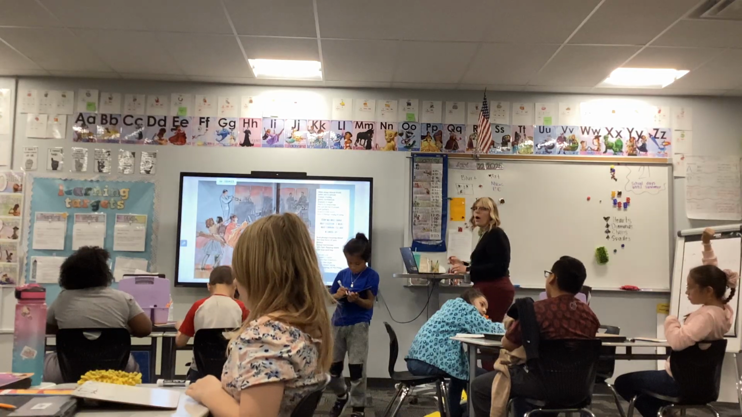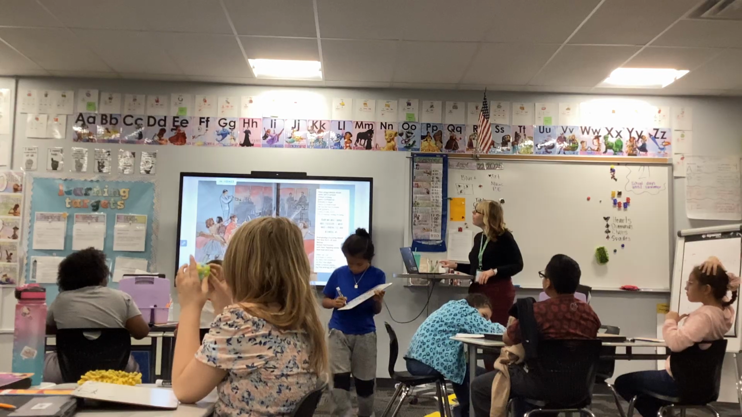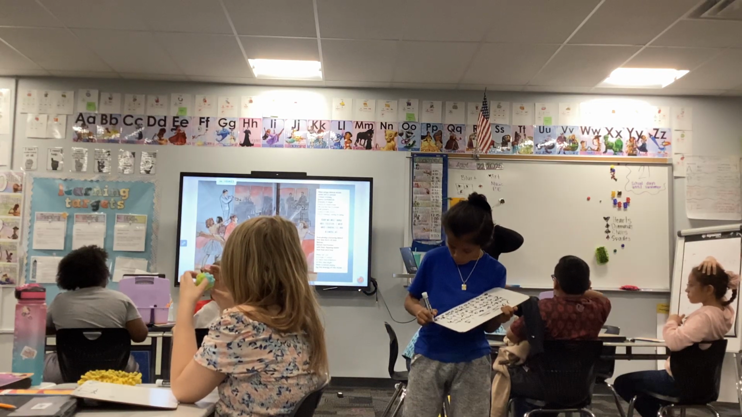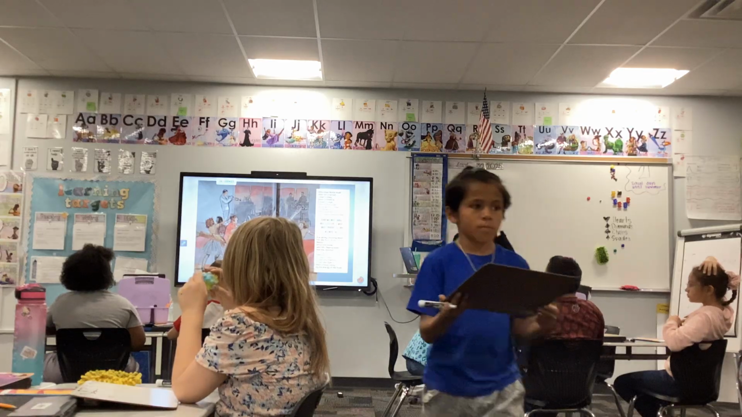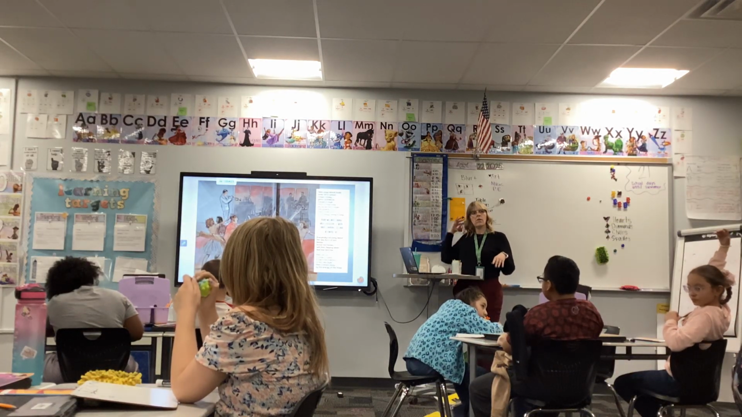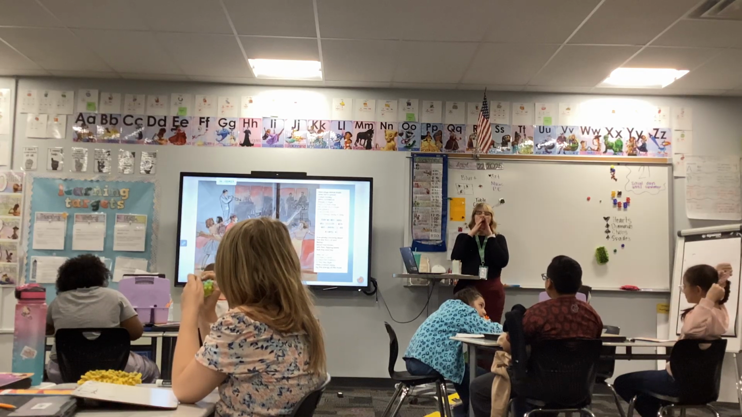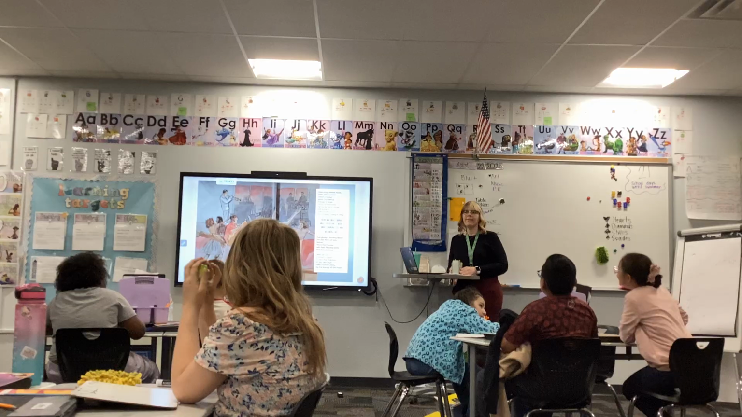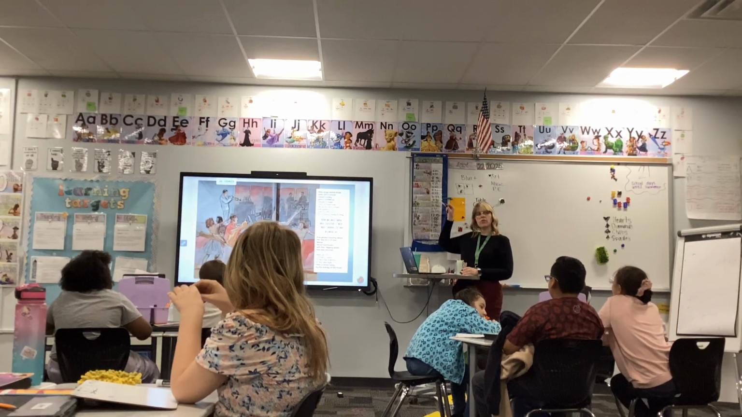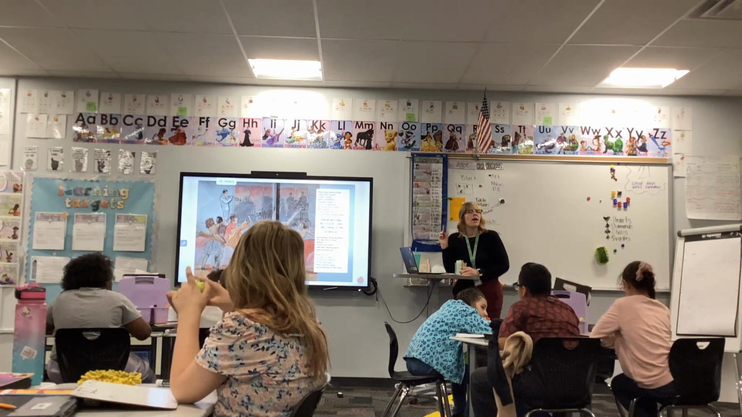Okay. What are some adjectives or ways that this page describes jazz? Jamar? What are some ways that this page describes jazz? It's highlighted in yellow. Everybody, I pulled your name, so I need you to answer. No one ever pulls my name.